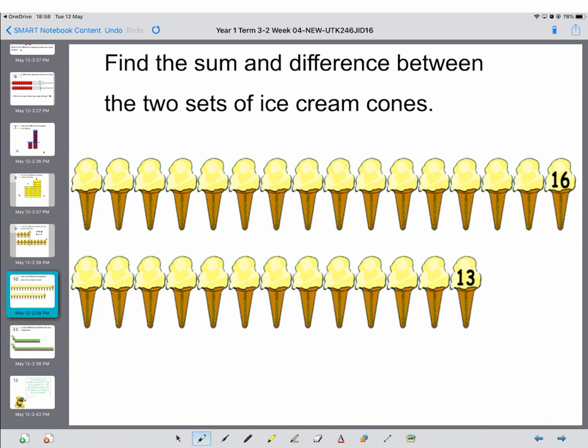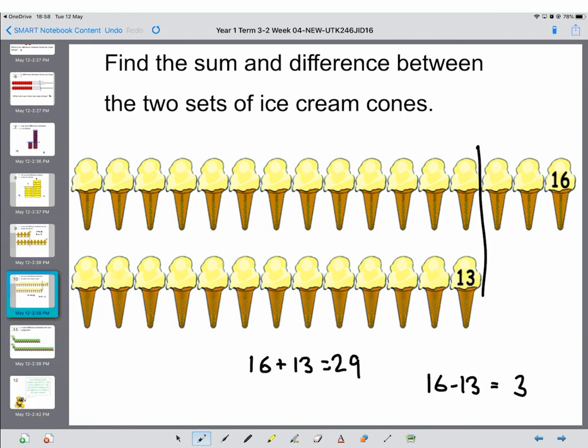Next one, find the sum and difference between the two sets of ice cream cones, and again they've told you their values. So the first calculation is 16 plus 13. Well, how I tend to do this is with tens and ones. So I've got two 10 bars, which gives me an answer of 20, and I've got 9 ones. Okay, and then finding the difference, well, I would actually do this visually, and just the difference is 3, because that's a lot easier than doing 16 minus 13, which equals 3.